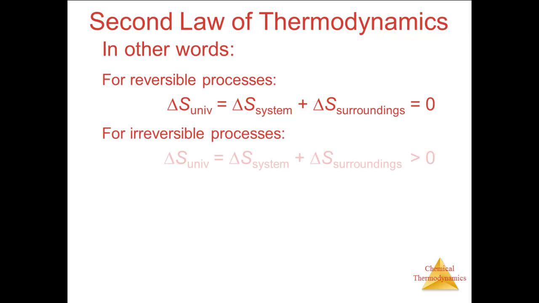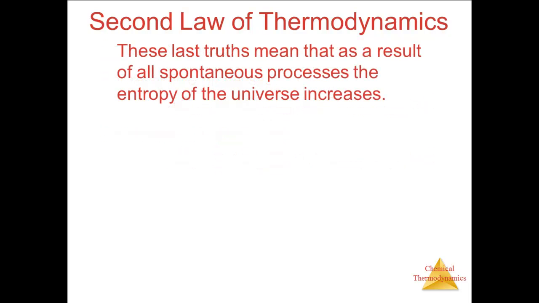For an irreversible process, the entropy of the universe increases. Delta S for the universe is greater than zero. The sum of the entropy change for the system and the entropy change for the surroundings is positive. Since all spontaneous processes are irreversible, any spontaneous process results in an increase in the entropy of the universe. We will come back to this a little later.